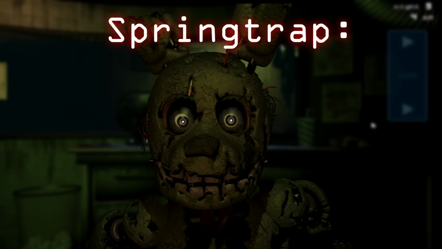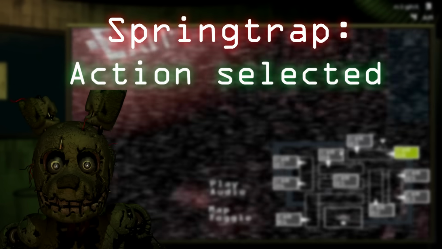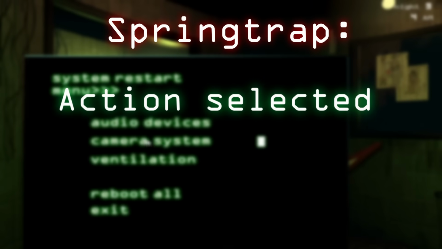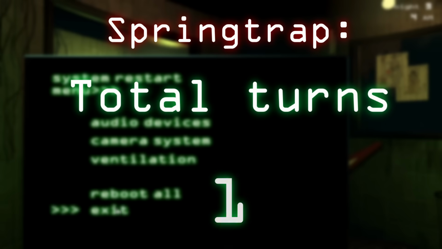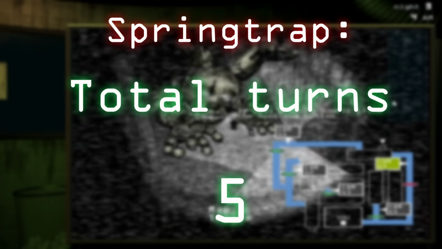Springtrap then decides on what action to take, determined by the action selected value. This value has a range of 1 to 4 and is randomly selected. If the value is greater than 1, he can move. However, if it's equal to 1, he simply doesn't move, and instead the total turns counter increases, which makes him more likely to succeed his next movement opportunity.